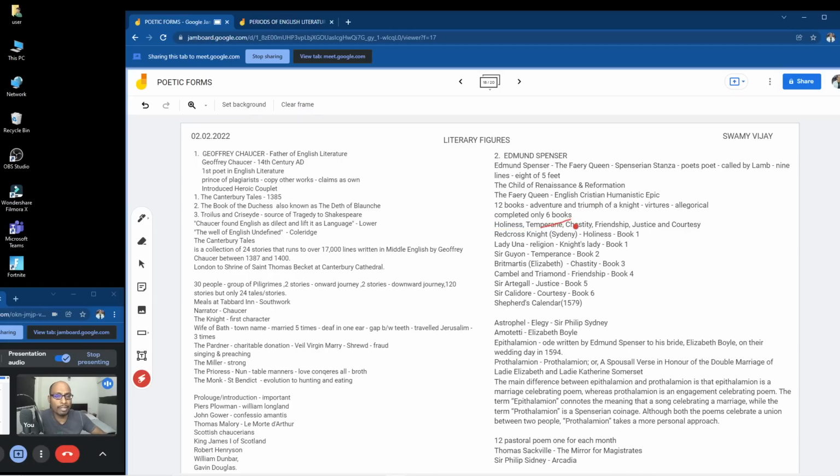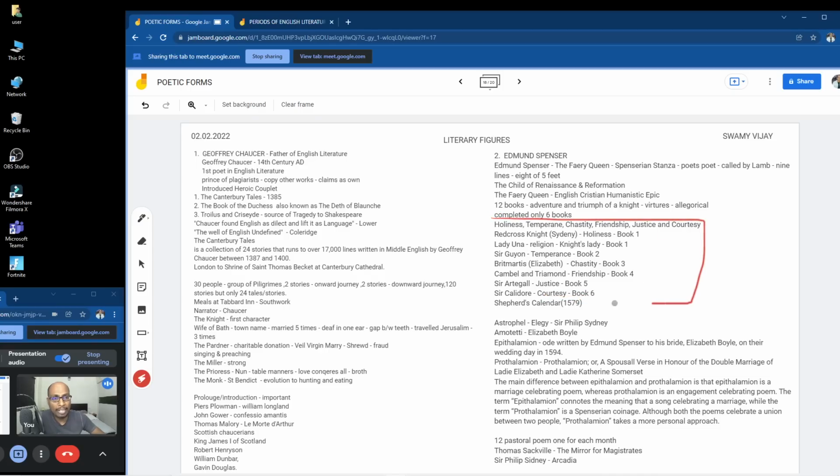Already we discussed holiness, temperance, chastity, friendship, justice and courtesy. Red Cross Knight in book 1 represents holiness. Lady Una represents religion, and she is also found in book 1. Then Sir Guyon is temperance, book 2. Britomart is Elizabeth, Queen Elizabeth or his lady love Elizabeth. Which Elizabeth is this? Queen Elizabeth. Find out again. Whether his wife Elizabeth Boyle or the Queen Elizabeth? Give me a sure answer. Queen Elizabeth. Alright. So she represents chastity in book 3. Then Cambell and Triamond represent friendship in book 4. Sir Artegall is justice, book 5. Sir Calidore is courtesy, book 6.